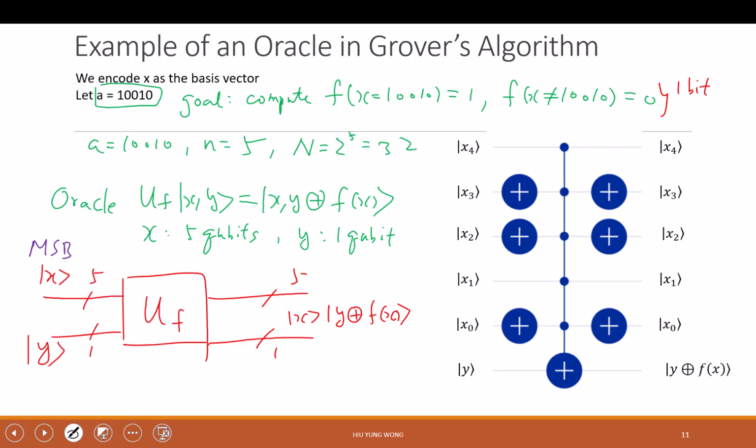Now, first of all, x comes in as 0, 0, 0, 0, 0, and y is 0. Isn't the total output of x and y exclusive or f of x 2 qubits? No, the output is 1 qubit. So I only have one number here, right? That's a good question. This is y exclusive or f of x.